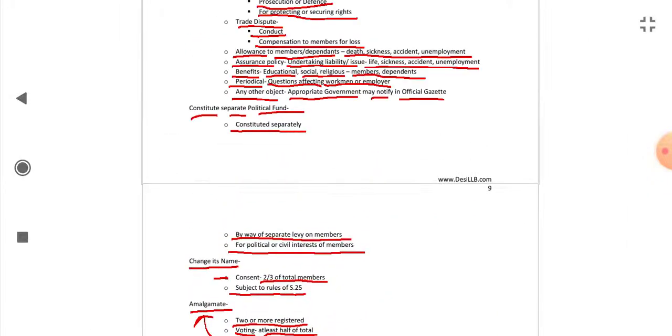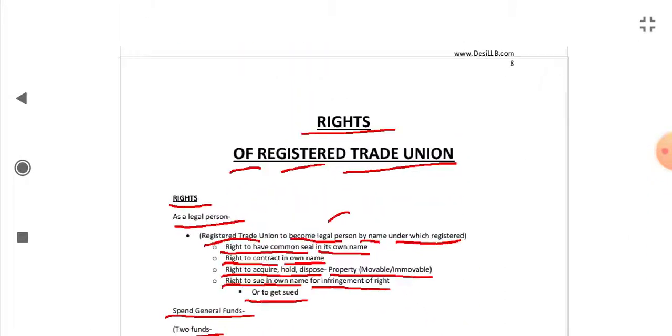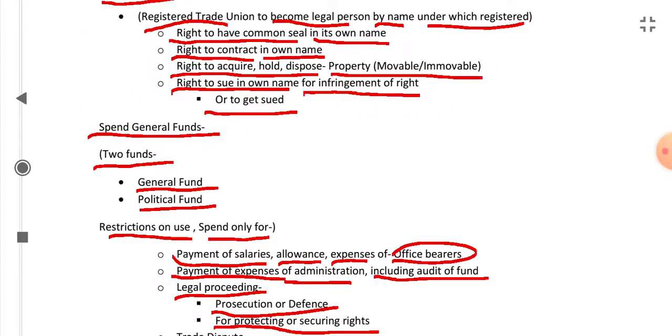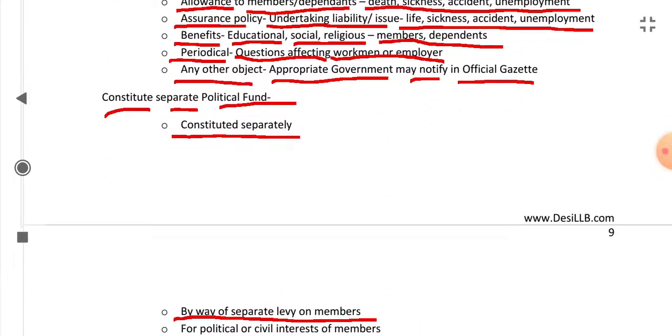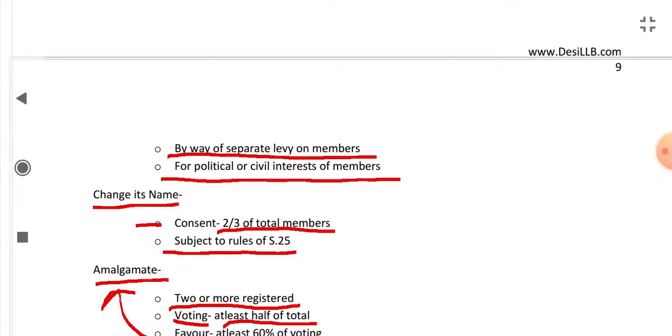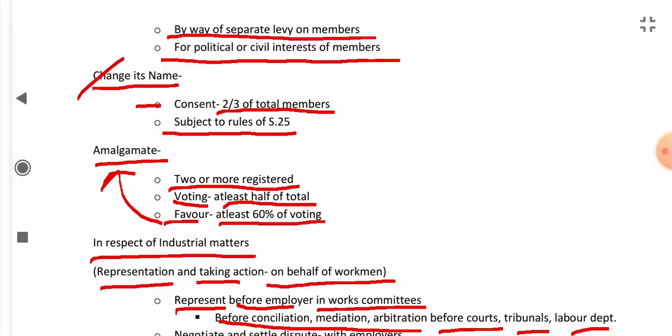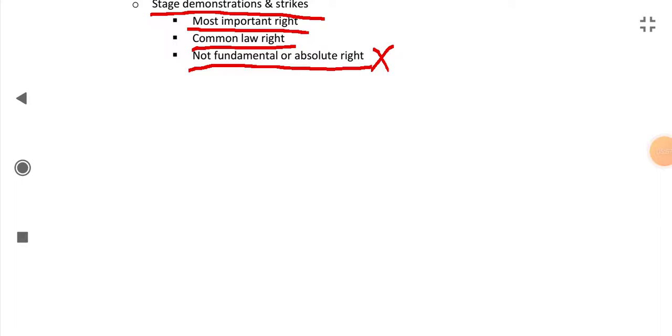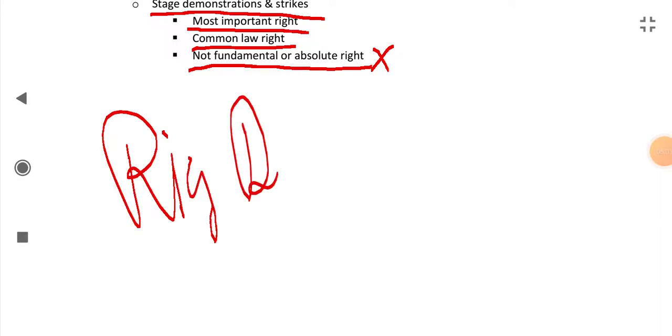So these were the rights of a registered trade union: as a legal person, the right to spend general funds, constitute a separate political fund, the right to change its name, the right to amalgamate, and the rights in respect of industrial matters. So these were the rights of a registered trade union.